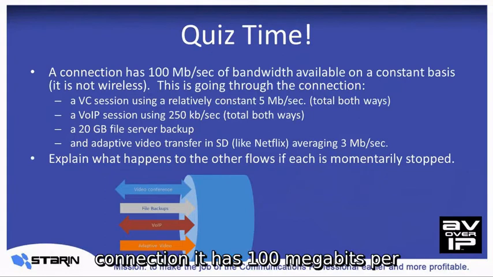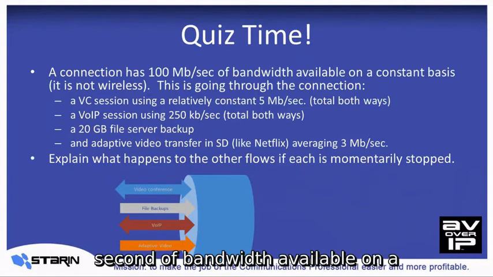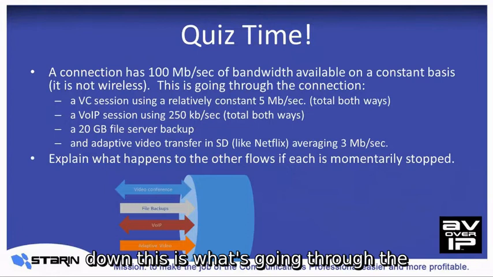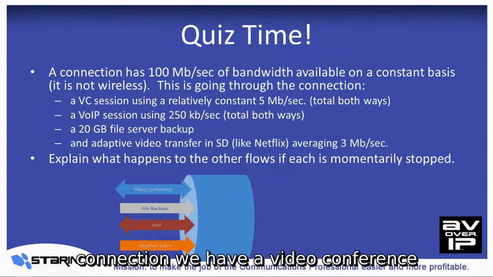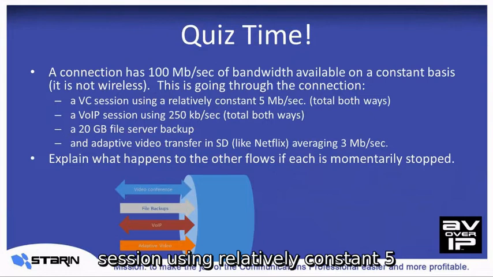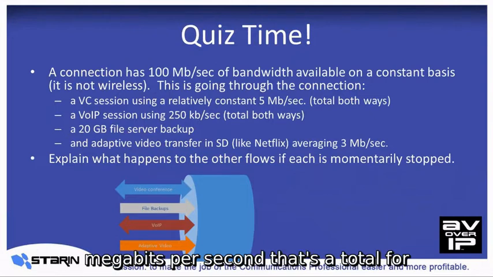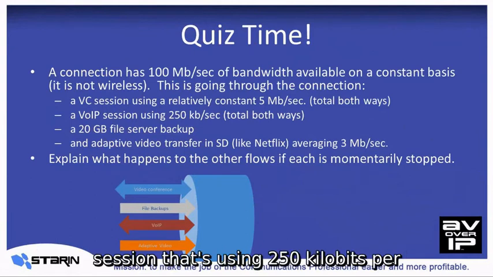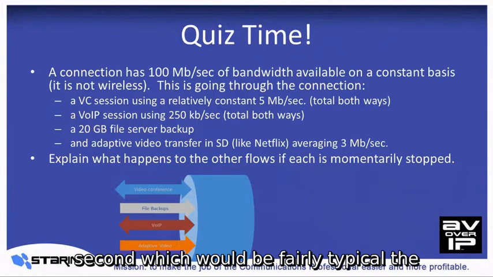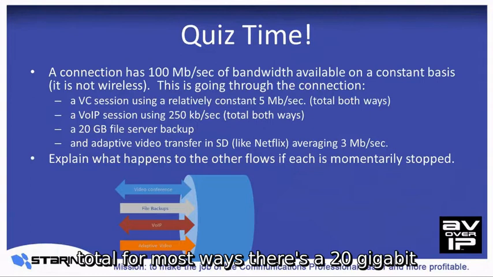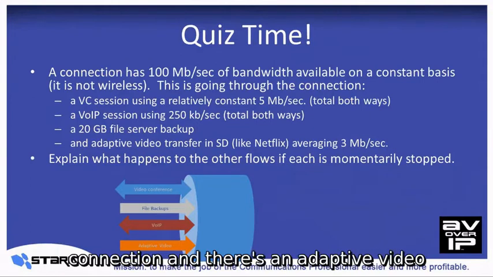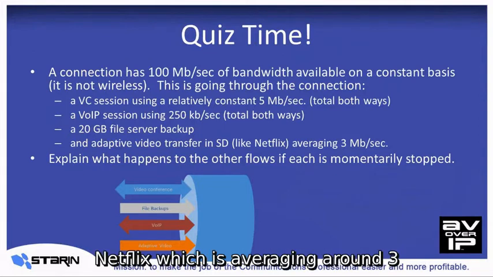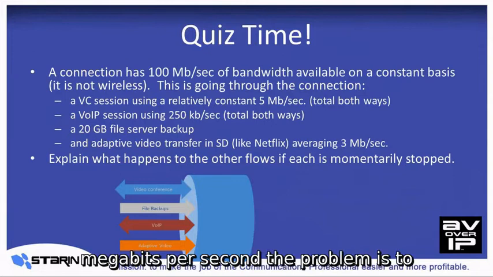We have a connection that has 100 megabits per second of bandwidth available on a constant basis. In other words, it's not wireless, which fluctuates up and down. This is what's going through the connection. We have a video conference session using a relatively constant 5 megabits per second. That's the total for both ways. We have a voice over IP session that's using 250 kilobits per second, which would be fairly typical, the total for both ways. There's a 20 gigabit file server backup going through the connection. And there's an adaptive video transfer in standard definition like Netflix, which is averaging around 3 megabits per second.